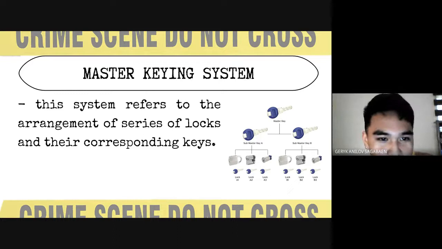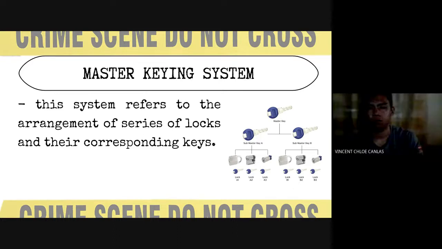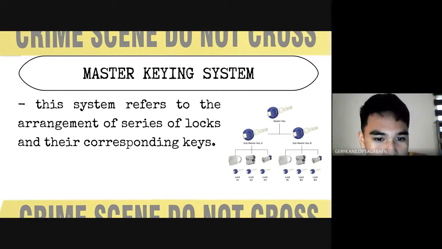So next is the master keying system. This system refers to the arrangement of a series of locks and their corresponding keys. A master key system is a key plan whereby selected keys can open a number of predefined doors.